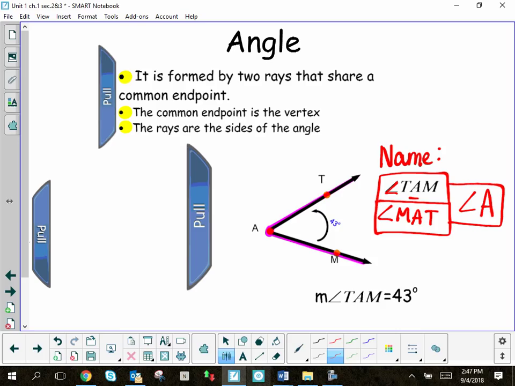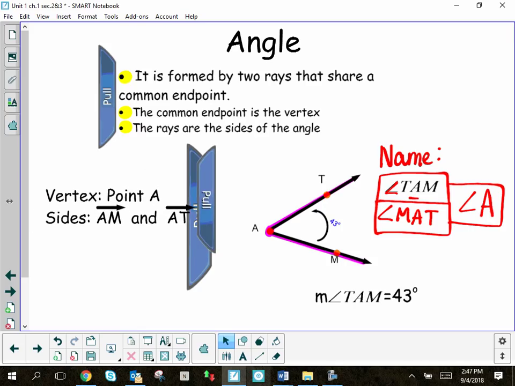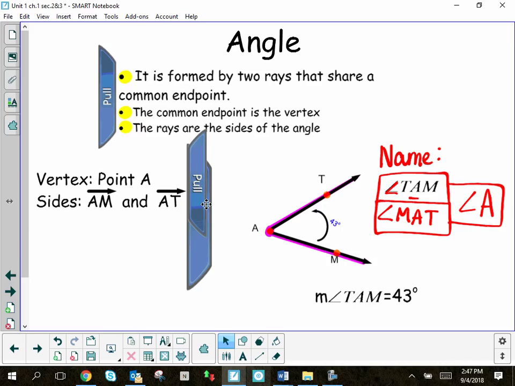Okay, to pinpoint again some of the parts, the vertex is point A, the sides are ray AM and ray AT. Okay, so that's an angle.